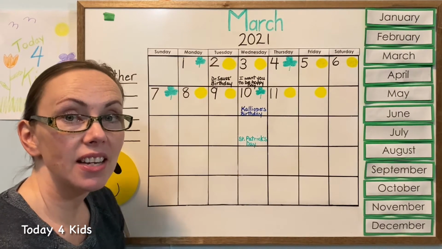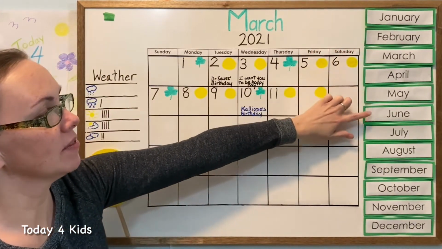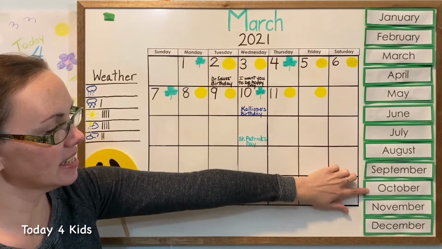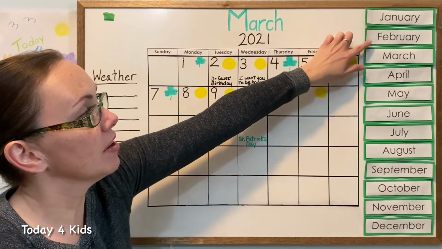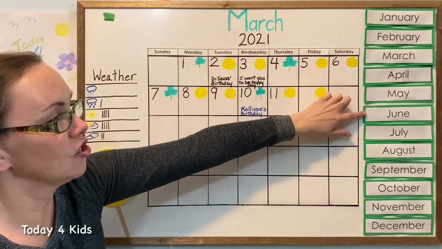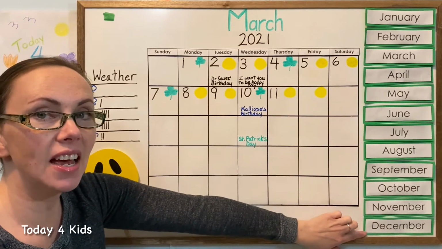We will practice together. Are you ready? 1, 2, 3, 4, 5, 6, 7, 8, 9, 10, 11, 12. Ready to say the names? January, February, March, and April, May, June, July, August, September, October, November, December.